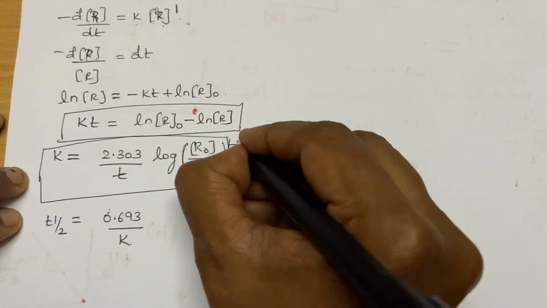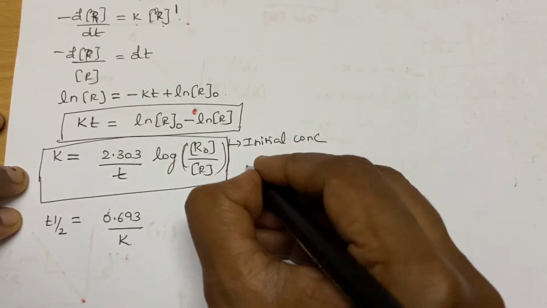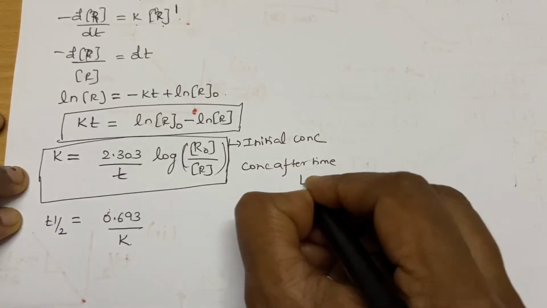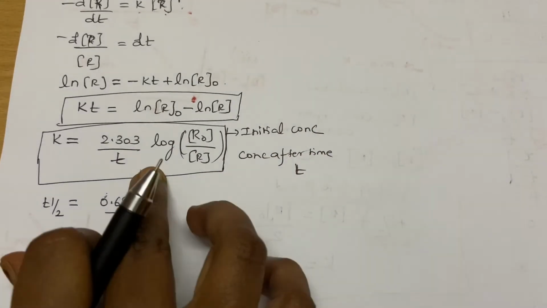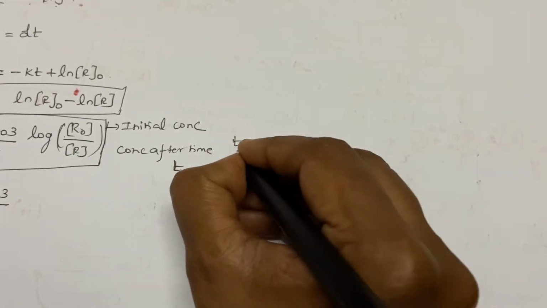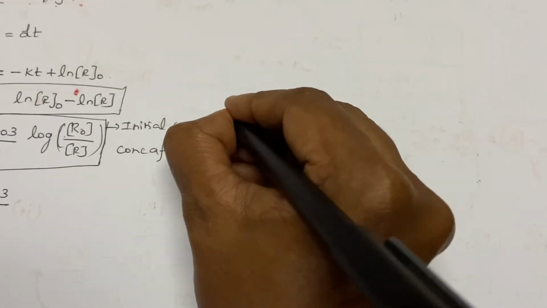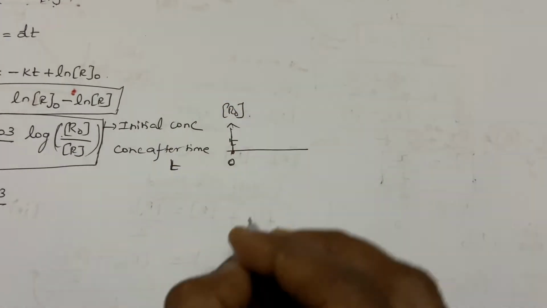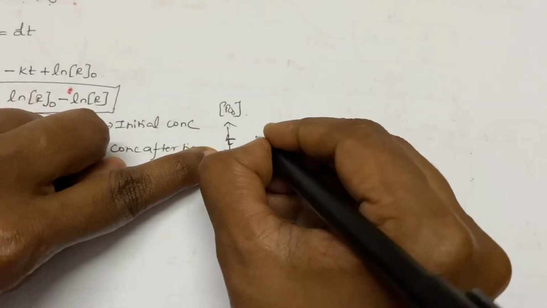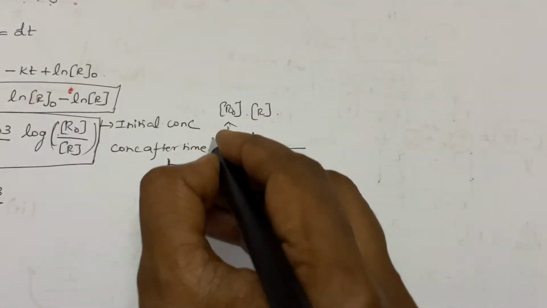Here R naught is the initial concentration, and R is the concentration after time t. This equation is used when time t is equal to 0, the concentration is R naught. If they speak about the time t0 and a certain time, where the concentration is R, we use this equation.